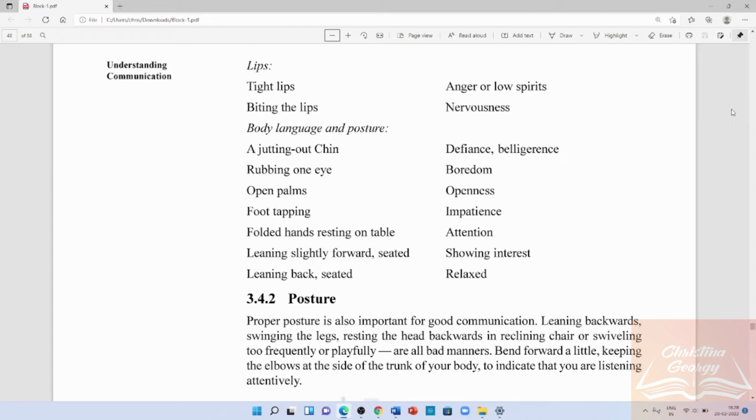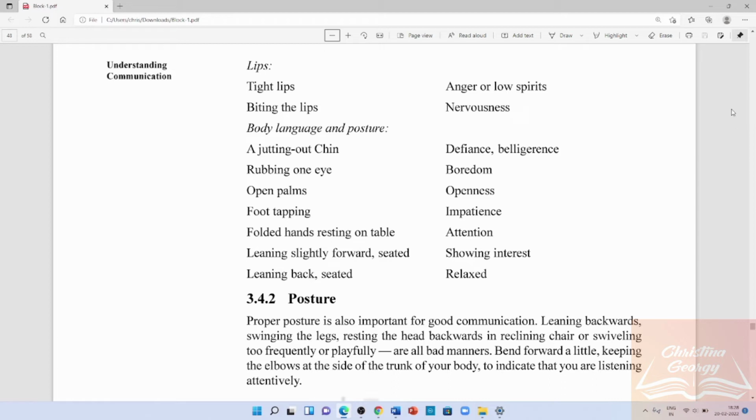So moving on to posture. Proper posture is also important for good communication. Dear learners, whenever you are attending an interview or listening to an important lecture, be conscious to bend forward a little, keeping the elbows at the side of the trunk of your body, because this indicates that you are listening attentively. At the same time, you must avoid leaning backwards or swinging the legs. But remember that leaning backwards or swinging the legs can be considered as bad manners.